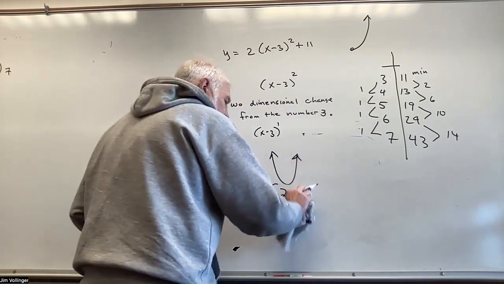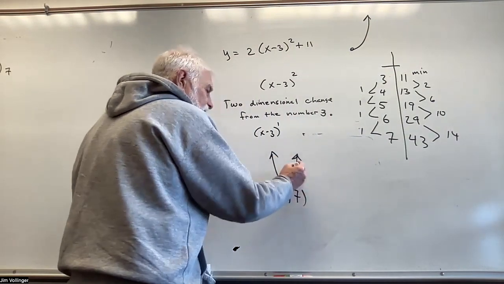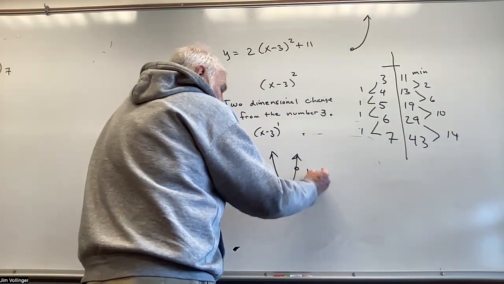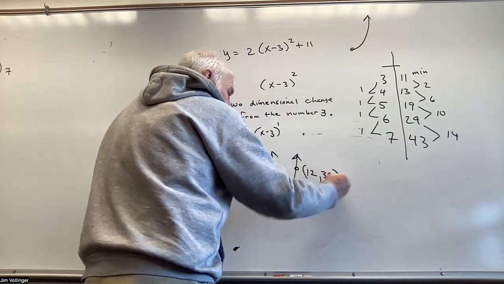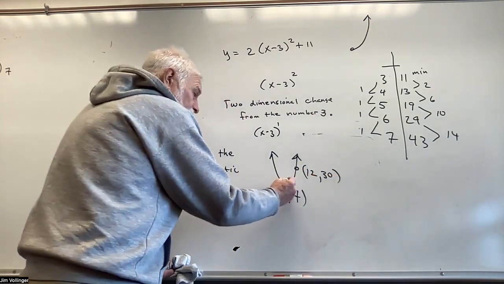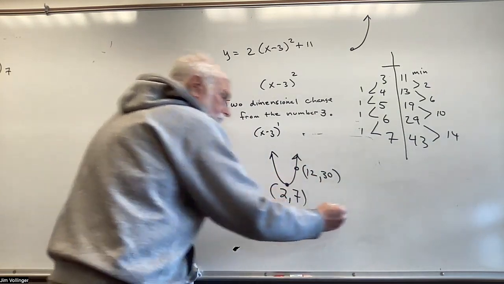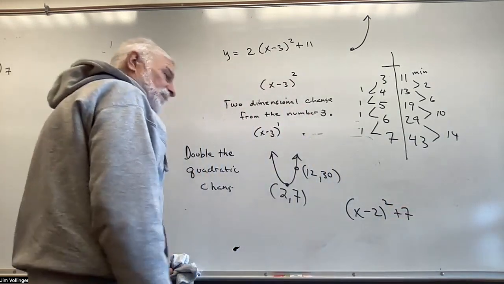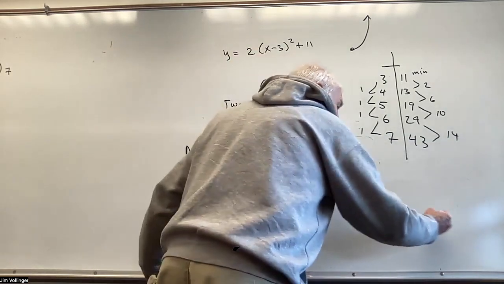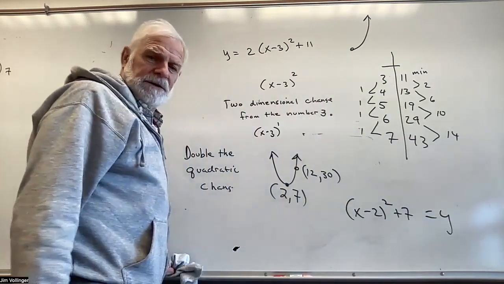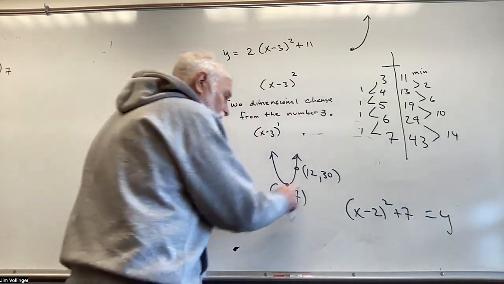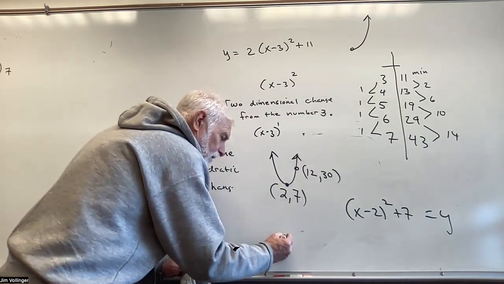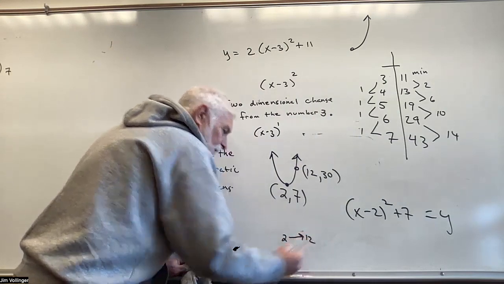Well, I just used a 5, so let's use a 7: 2, 7, and let's go to 12, 30. Okay. Well, the pattern emanates from here. So x minus 2 squared plus 7 gets us started. These are our y values, yes? Can you see all of that? Yep. And what happens when I go from 2 to 12?